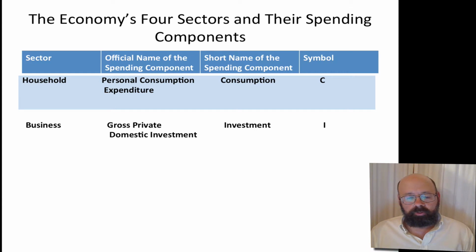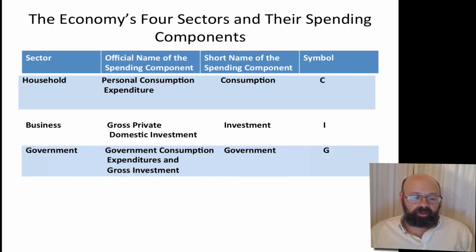There's the business sector, that's the second sector. And the official title of the spending that takes place in the business sector is gross private domestic investment. It's called investment for short, and we use the symbol I to stand for it. Third is government purchases of goods and services, or the formal name is government consumption expenditures and gross investment. The short name is government, and the symbol is G.